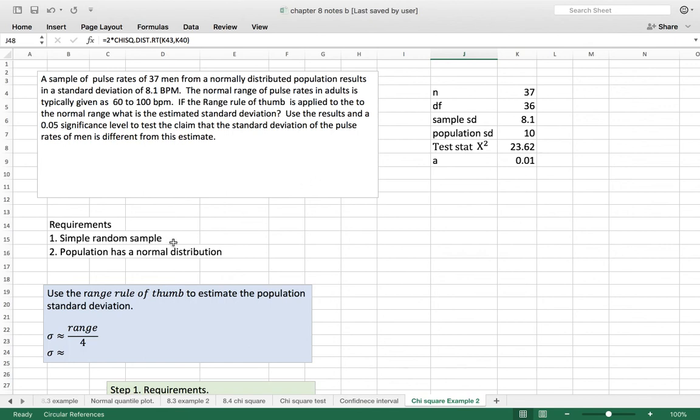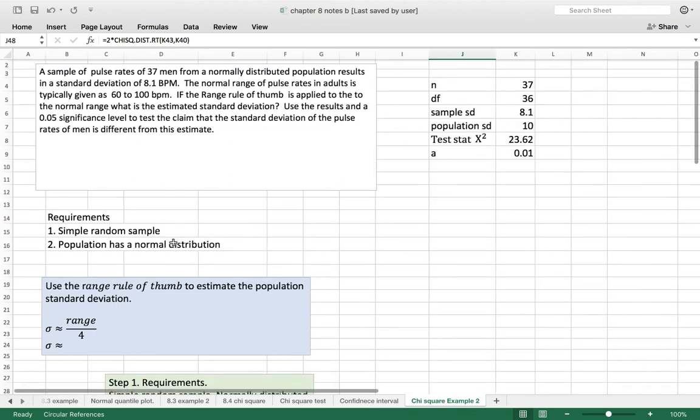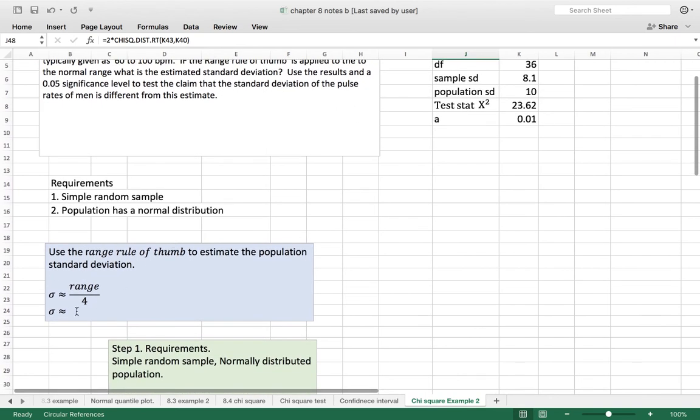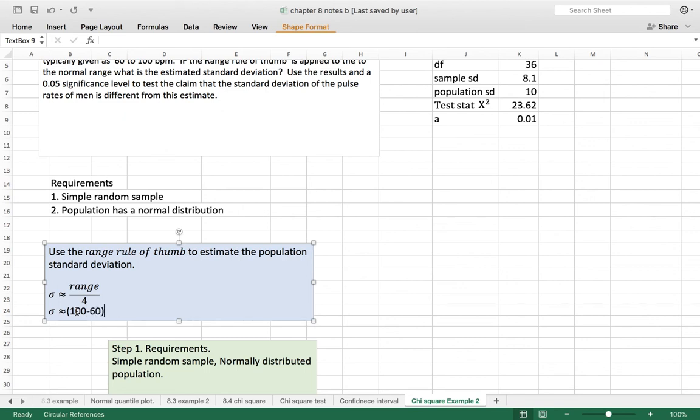Let's see if our requirements are met. It is a simple random sample, and it does say it's normally distributed, so no need to run a quantile plot on this one. Let's estimate our population standard deviation. Our range is between 100 and 60, so 100 minus 60 would be 40. Divide by 4 is 10. So our estimate for our population standard deviation of pulse rates is 10 beats per minute.